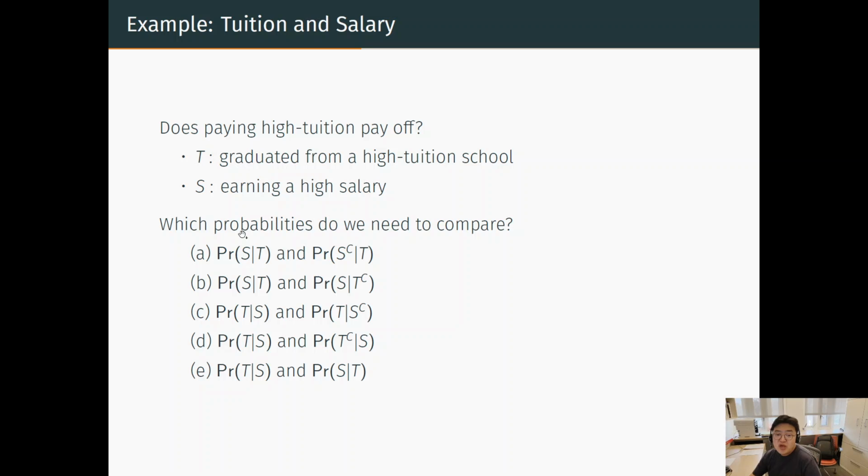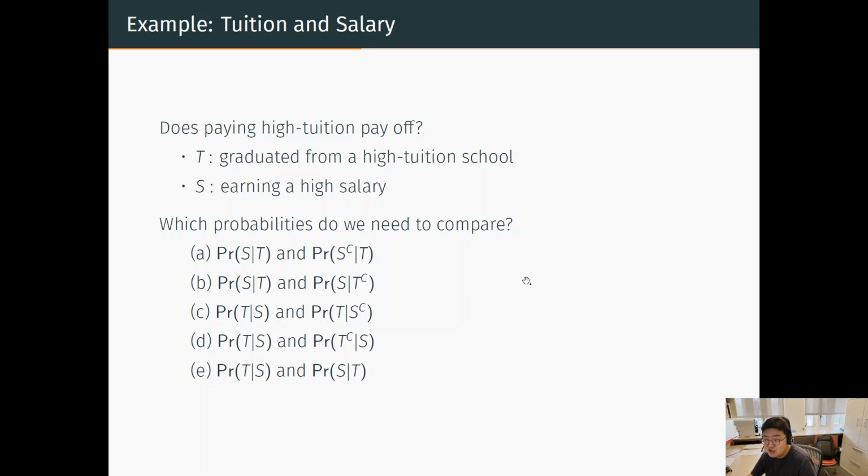And then we would like to answer this question: does high tuition pay off, making you more likely to earn a high salary? And again, which probabilities do you have to calculate to compare? This is the most important question you have to learn from statistics. I mean, at least in this chapter, up to here, this type of question is the most important. Okay, think about it and then resume.